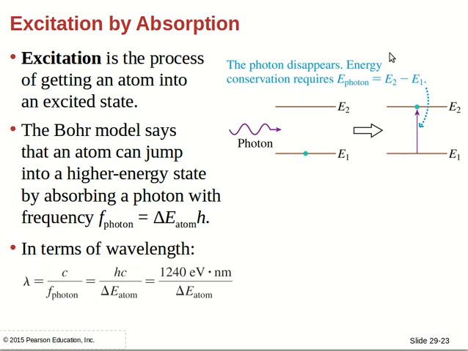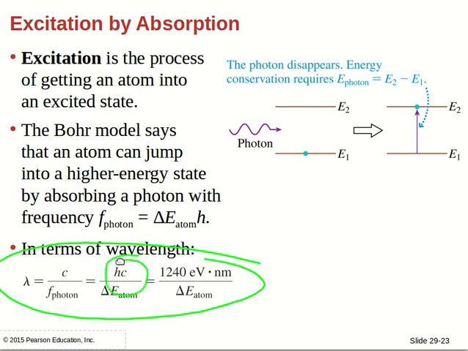The Bohr model says that the atom can jump into a higher state by absorbing the photon, and the photon frequency is equal to the delta E, the separation in energy of the two states, times Planck's constant h. And in terms of wavelength, we can calculate lambda from that delta E, the energy difference between those two states, which is hc over delta E, which we can call 1240 eV nanometers because h times c is equal to 1240. The units are eV nanometers.